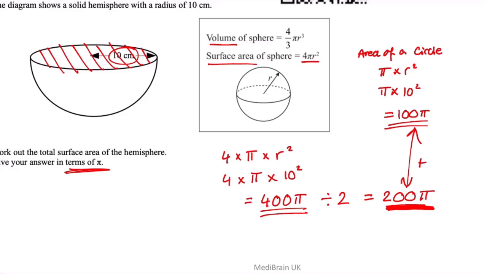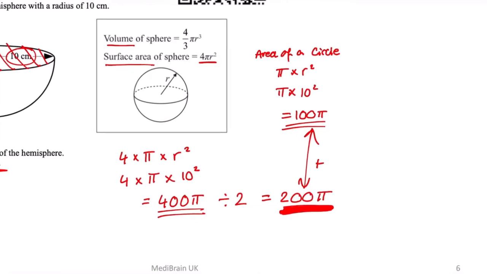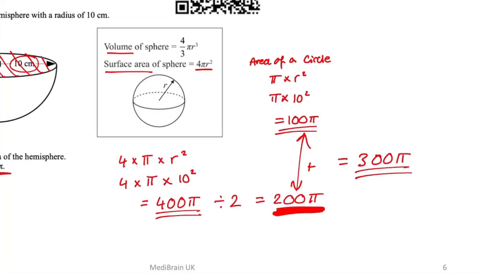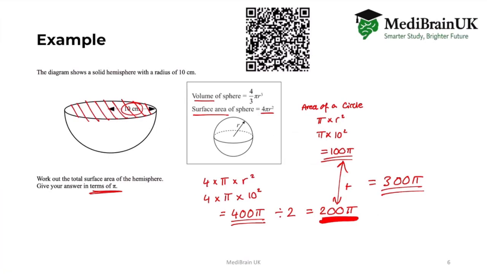If you got a really long number, that's probably because you kept it as a decimal. You need it to be in terms of pi, so you don't want that long number. If you type 200 pi into your calculator as a decimal, you get 628.3185307. That's a really long number. You want to keep it in terms of pi. So you add them together, and that's going to get you 300 pi. And 300 pi is your final answer. We're going to move on now.